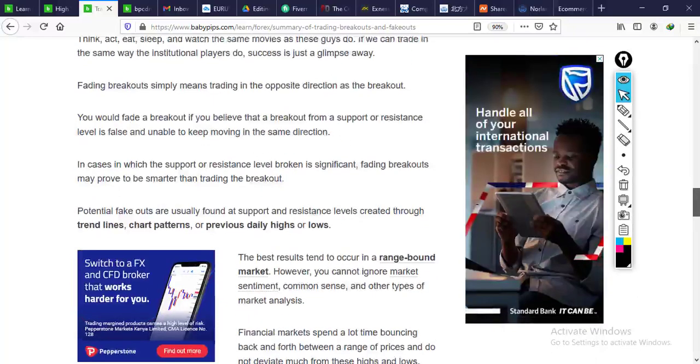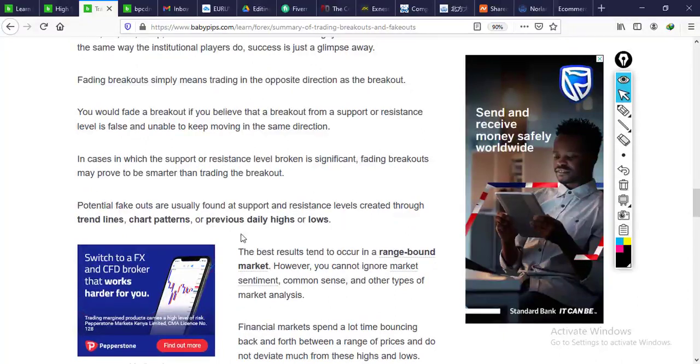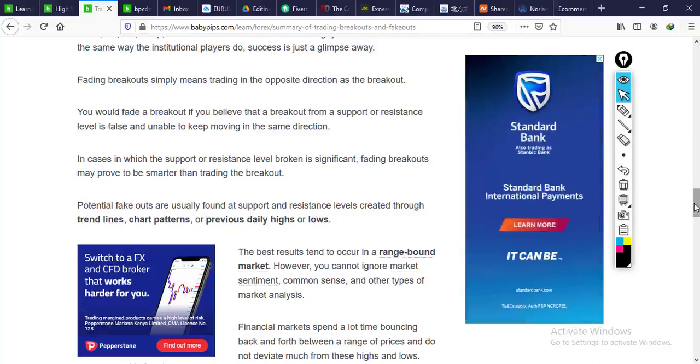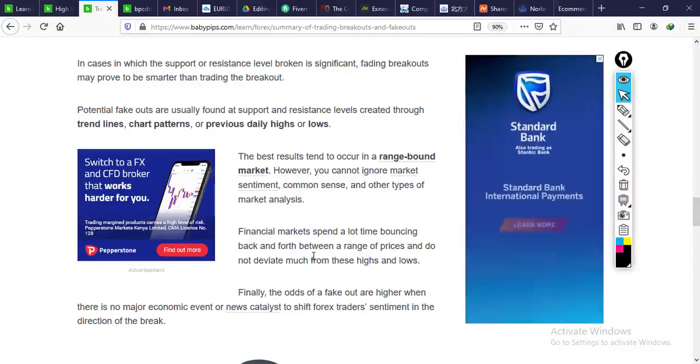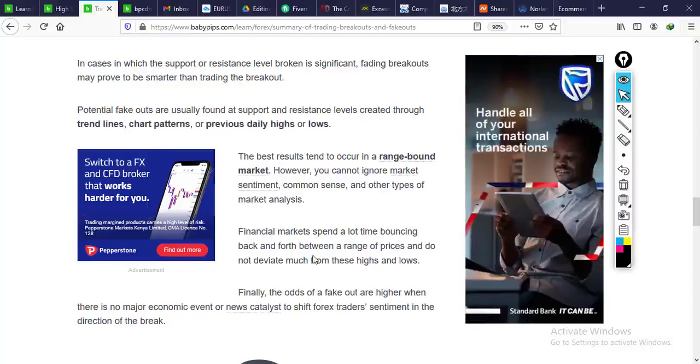Potential fake outs are usually found at support and resistance levels created through trend lines, chart patterns, or previous daily highs or lows. The best results tend to occur in a range bound market. However, you cannot ignore market sentiment, common sense and other types of market analysis. Financial markets spend a lot of time bouncing back and forth between a range of prices and do not deviate much from these highs and lows. Finally, the odds of a fake out are higher when there is no major economic event or news catalyst to shift forex traders' sentiment in the direction of the break.